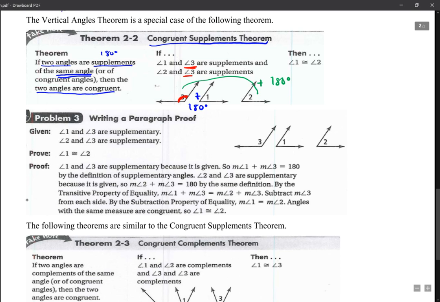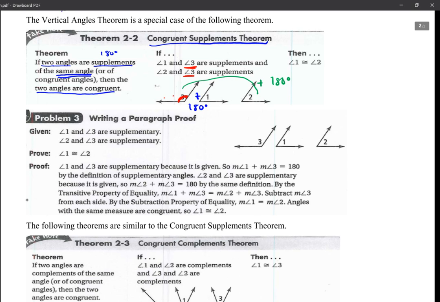Now what that tells me, my result, because angle 3 here is supplementary to angle 1, right? Look, 3 is the angle that repeats. 3 is supplementary to 1. 3 is also supplementary to angle 2. Angle 1 and angle 2 have to have the same measure, right?